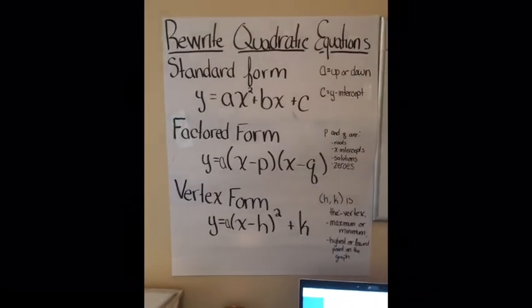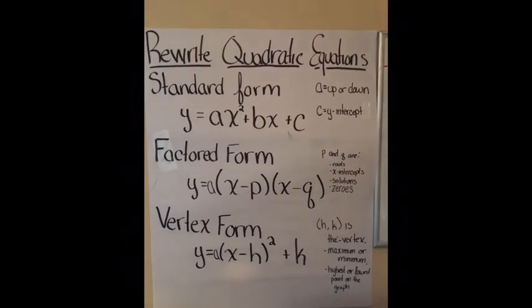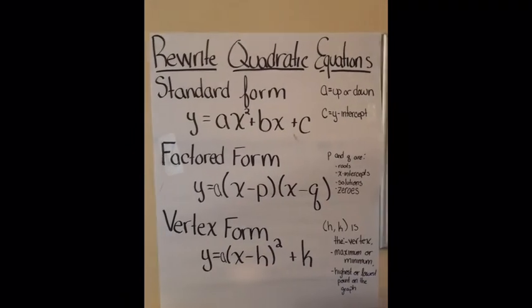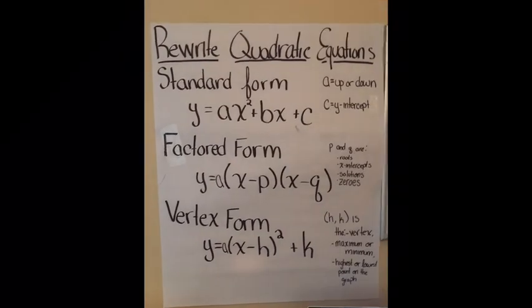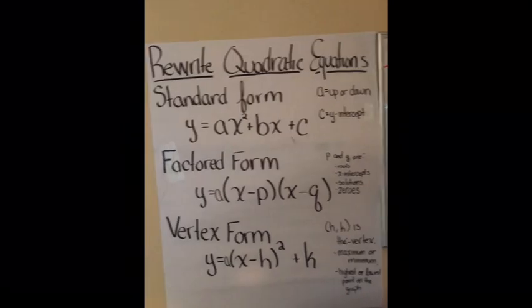So there are three forms of quadratic equations. We have the standard form, which is y equals ax squared plus bx plus c, and that's where our a value says whether the quadratic opens up or opens down, and our c value is our y-intercept. That's where the quadratic will cross the y-axis.